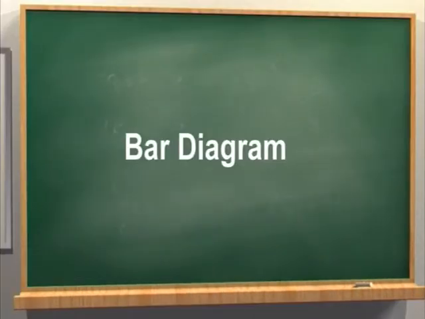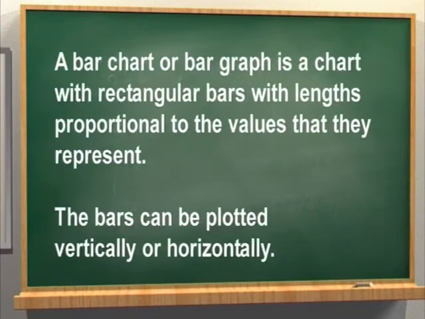Let us discuss bar diagram. A bar chart or bar graph is a chart with rectangular bars with lengths proportional to the values that they represent. The bars can be plotted vertically or horizontally. Bar charts are used for plotting discrete or discontinuous variables.